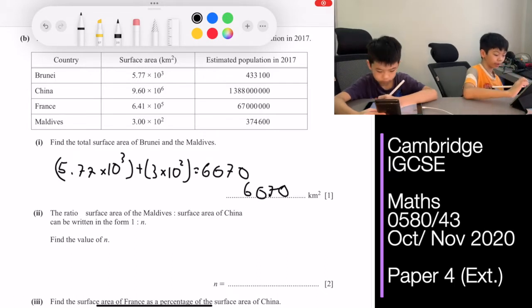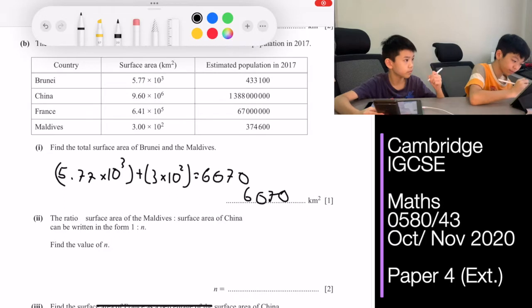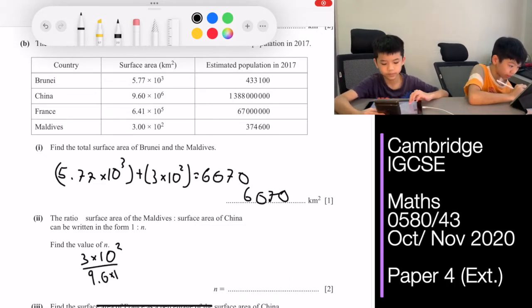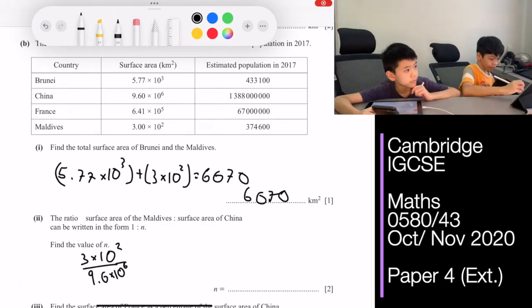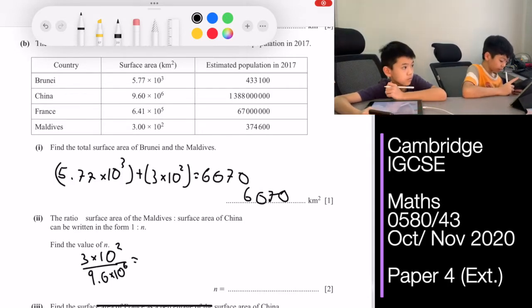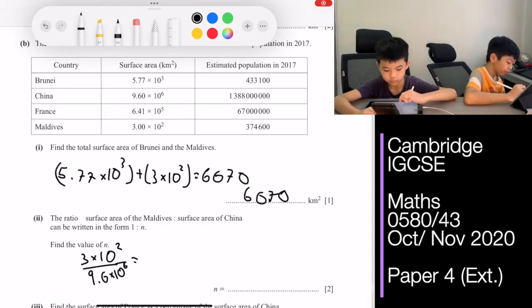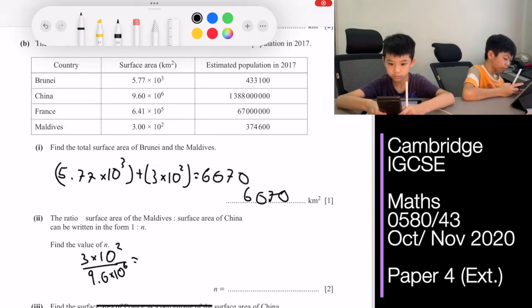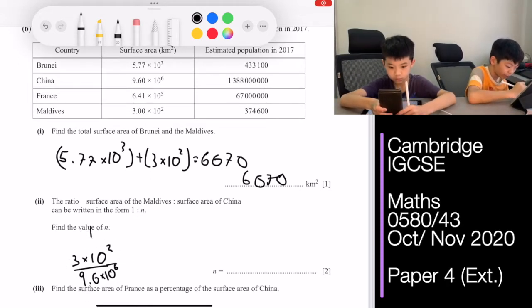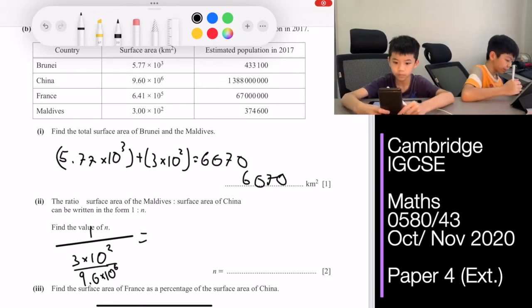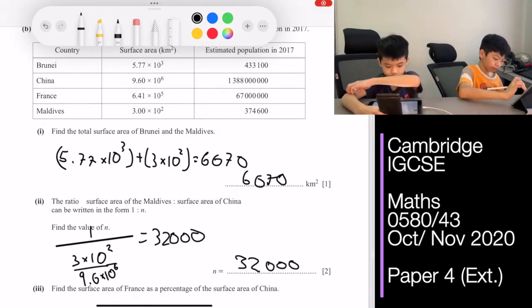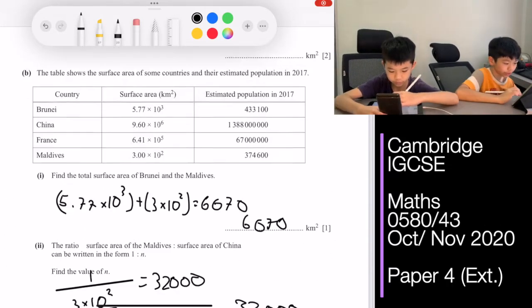Question B, to find the value of N. So Maldives over China, which is 3 times 10 squared over China, 9.6 times 10 to the power of 6, which is 3 times 10 squared divided by 9.6 times 10 to the power of 6. So the answer, wait, the answer is 1 divided by this ratio, which will give us 32,000.